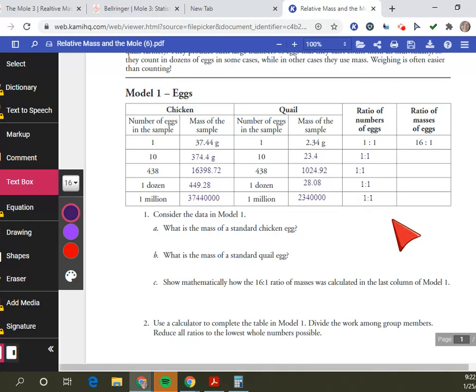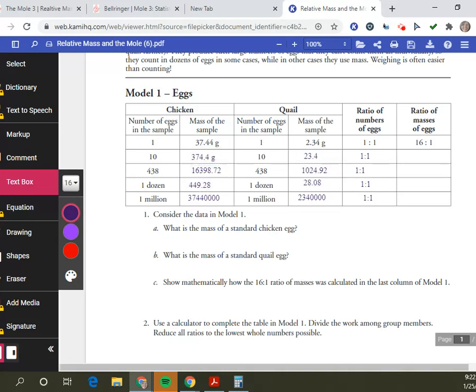But the next column says the ratio of masses of eggs. So they did chicken egg to quail egg. How did they come up with 16? And this is math you probably can do without any kind of teaching. They divided it, right? So we start out with this number 374.4 to 23.4.